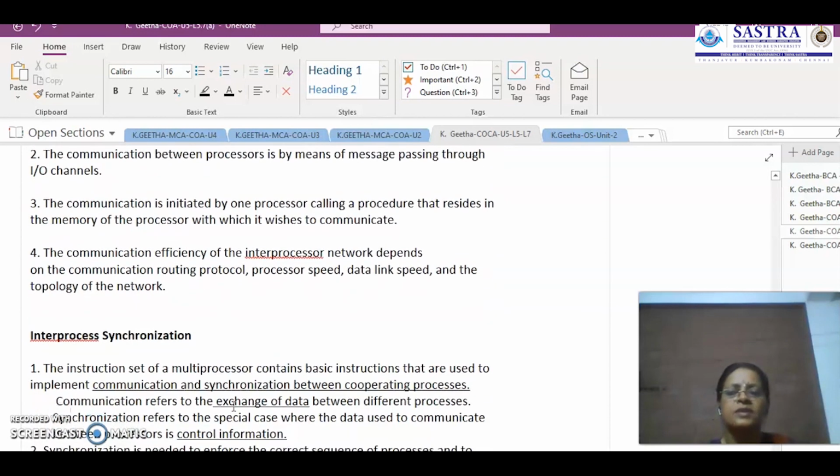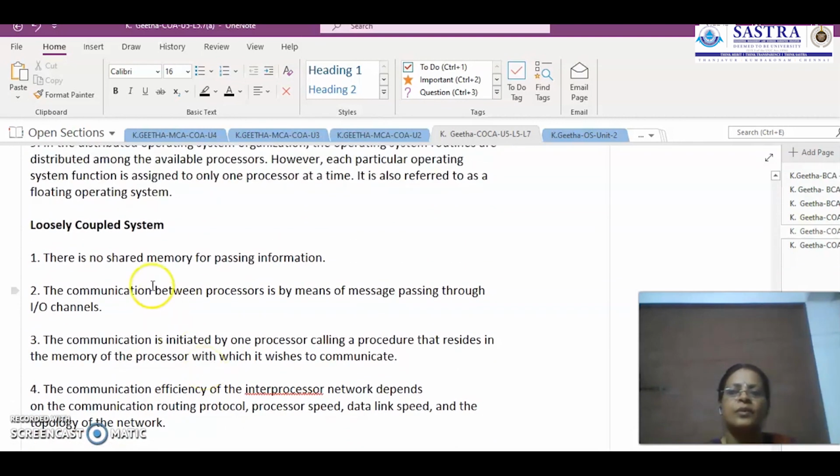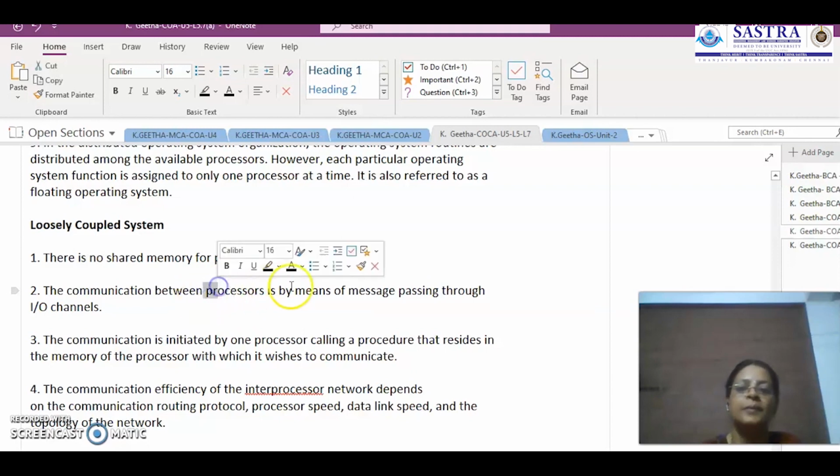So coming to the loosely coupled system, we have no shared memory for passing the information. As we already discussed, if the memory is going to be shared, it comes under the category of tightly coupled, and if each processor is going to have its own local memory, then it is going to be called a loosely coupled system. So there is no shared memory for passing the information, and hence the communication between the processors is always done by means of passing messages, and these messages will be passed through IO channels.